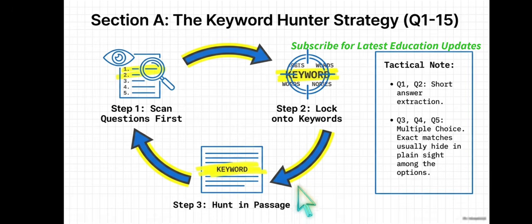Step 3 is hunt in the passage. Between the lines or above the lines, the answer must be lying. You have to write that exact line so that it matches the given question. Here the tactical note is that questions 1 and 2 are short answer extractions. Then questions 3, 4, 5 are multiple choice in nature. Exact matches usually hide in plain sight among the options. So dear students, hope you understood this technique.